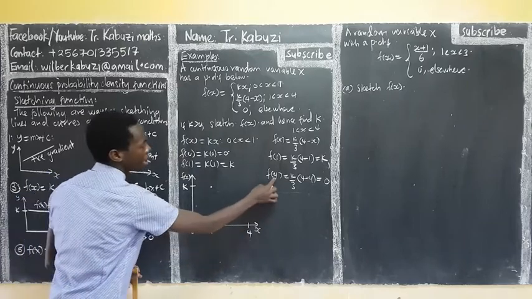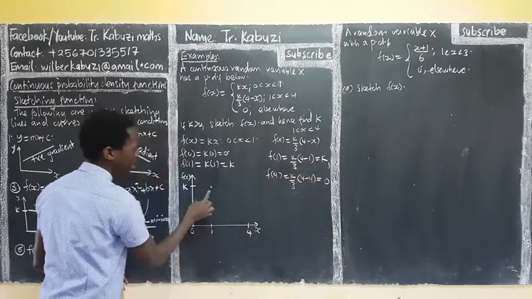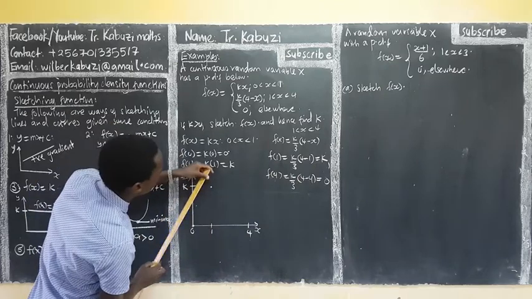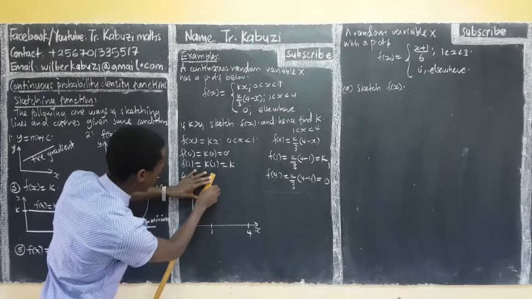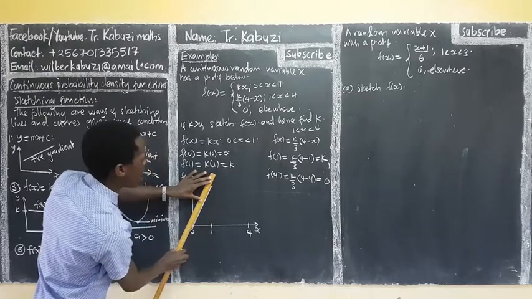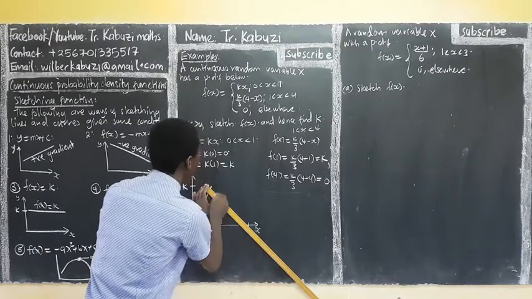So this is our x, we are substituting here. This is our 1, it's k. When it's 1, this is k. So now we join this. This one, we join it to this. And then this one, we join it to it there.